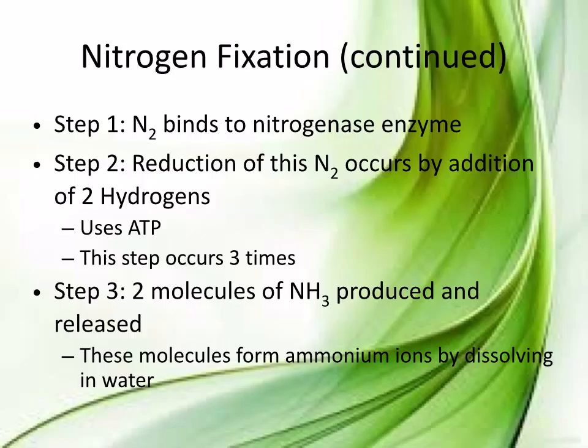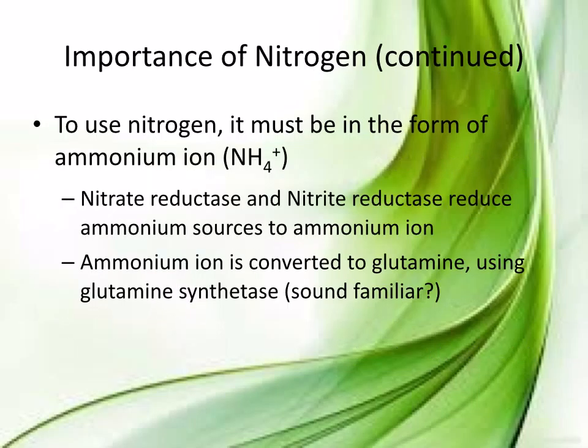So to break down this process in a little more detail, N2 is going to bind to nitrogenase enzyme. That's the first step. Second step, this compound will be reduced by the addition of 2 hydrogen atoms. So the more hydrogen we have and the less oxygen we have, this is reduction. So they're adding hydrogen atoms to this. This step uses ATP, and it occurs 3 times. So it's occurring 3 times to produce 2 molecules of NH3, which in step 3 are released. And these molecules form ammonium ions by dissolving in water.